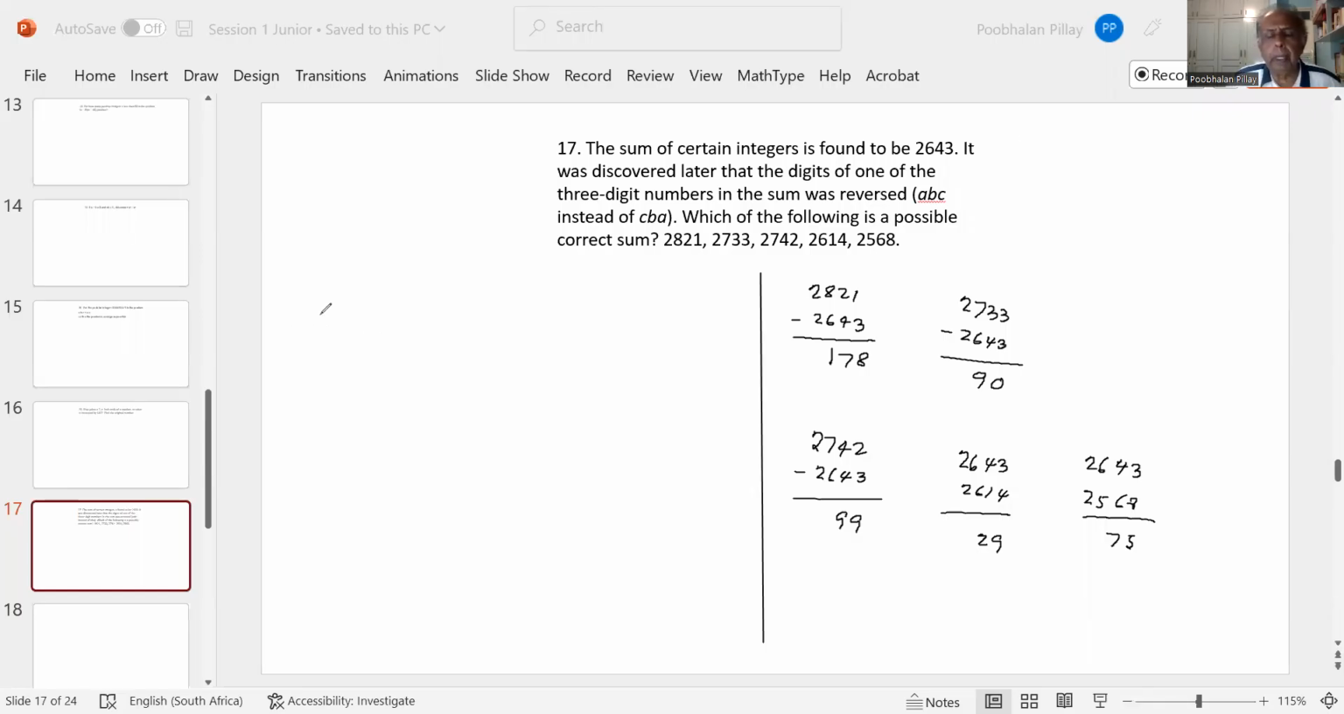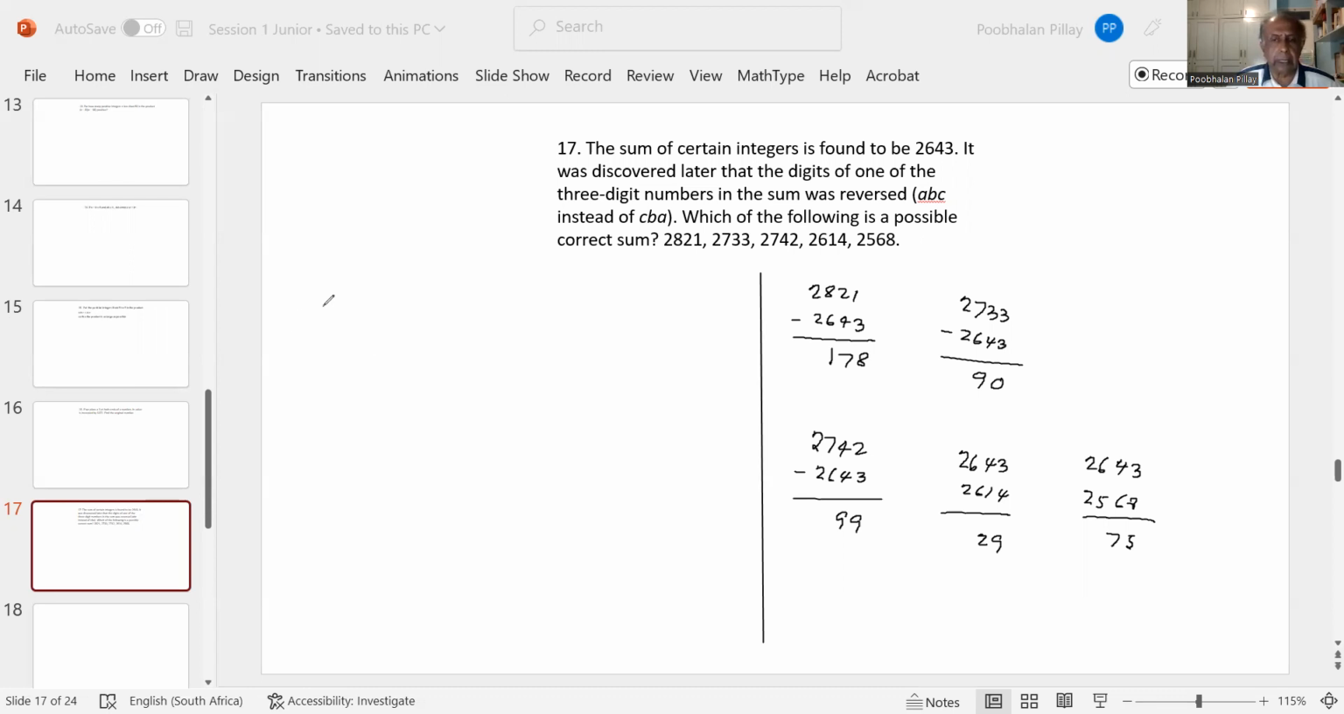And the last problem we are going to do is this one, which says that the sum of certain integers is found to be 2643. So you're adding several integers and the answer is 2643. It was discovered later that the digits of one of the 3-digit numbers in the sum was reversed. And the question is, which of the following is a possible correct sum?